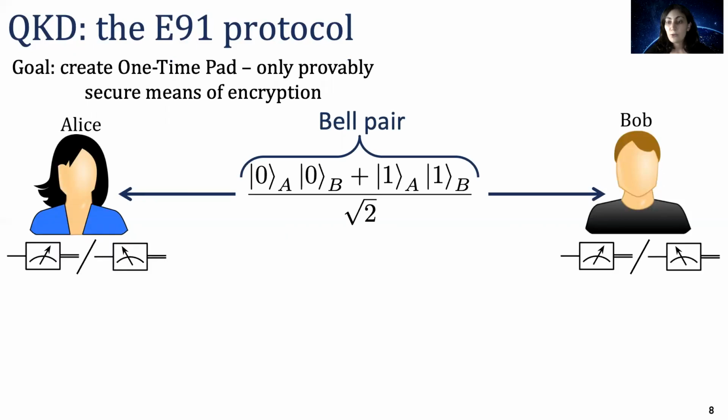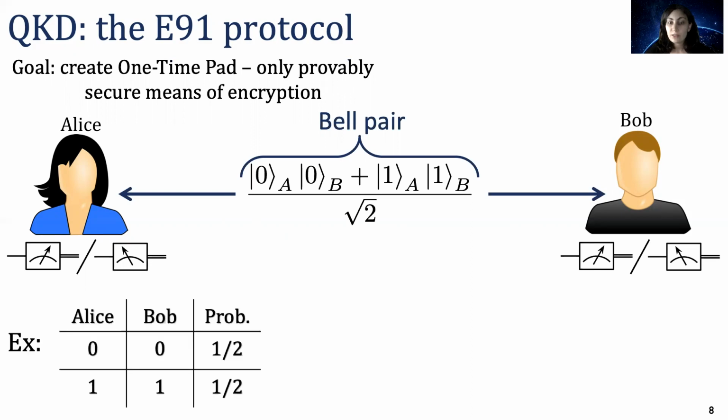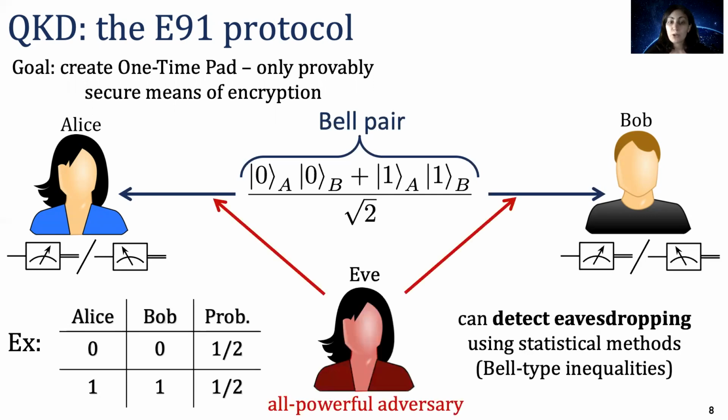Next, the users randomly choose one of a set of different measurements to perform on their qubits. If, for instance, they both choose the computational basis for their measurements, then they will both obtain result 0 with probability 1/2 or result 1 with probability 1/2, hence generating a raw secret qubit. But had they chosen different bases to measure in, their results would be uncorrelated. Alice and Bob repeat this process until they have generated enough raw secret qubits to be distilled into a usable one-time pad. A unique feature of these types of protocols is that even in the presence of an all-powerful adversary, Alice and Bob can use sensitive statistical methods to detect eavesdropping.